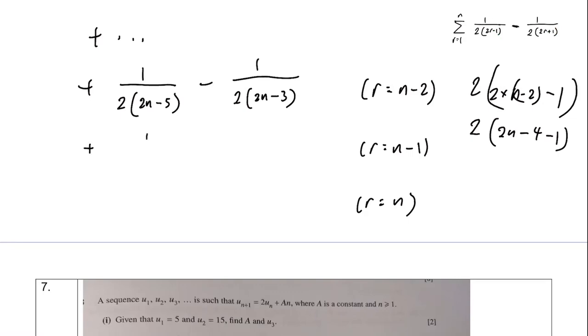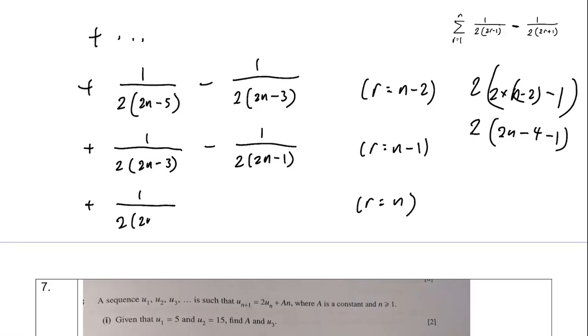Continuing on, just add on a 2, you get minus 3. Add on a 2, you get minus 1. And then the last one, if you sub in r with n, you get 2 times 2n minus 1, minus away 1 over 2 times bracket, sub in r with n, 2n plus 1.